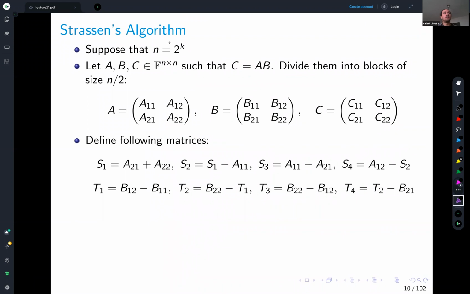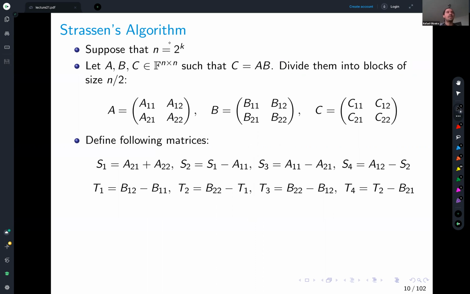So here's what Strassen did, right? You can just define the following matrices. We're going to have S1 is equal to A21 plus A22. S2 is equal to S1 minus A11. S3 is equal to A11 minus A21. And S4 is equal to A12 minus S2. Okay, so you define these matrices. And you also define T1, T2, T3, T4 like this. It's pretty kind of non-intuitive, right? So you just define them like that.